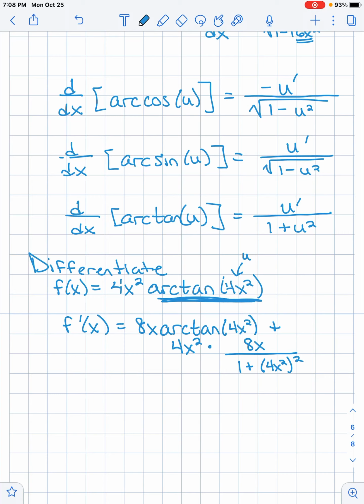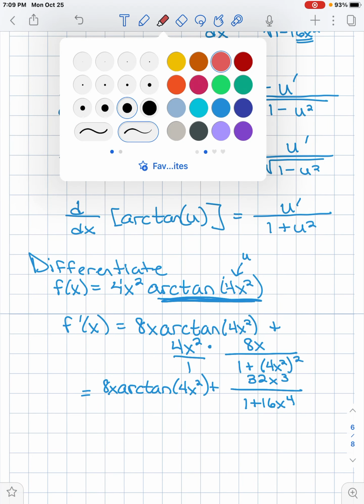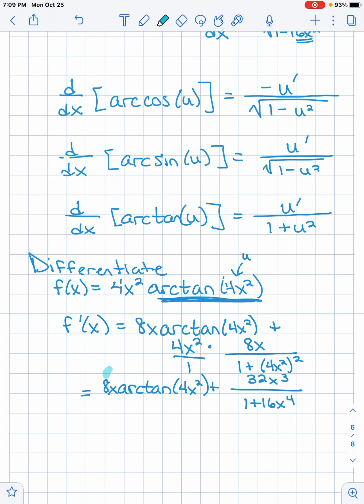It doesn't matter. If I simplify this one more time, this becomes 8x arctangent of 4x squared plus, and if I multiply these two fractions together, I get 32x cubed over 1 plus 16x to the 4th. Of course, that's more than I actually need to simplify, but I just wanted to show you what would happen if you did. All right, that's it. Your turn to go try a few on your homework tonight.